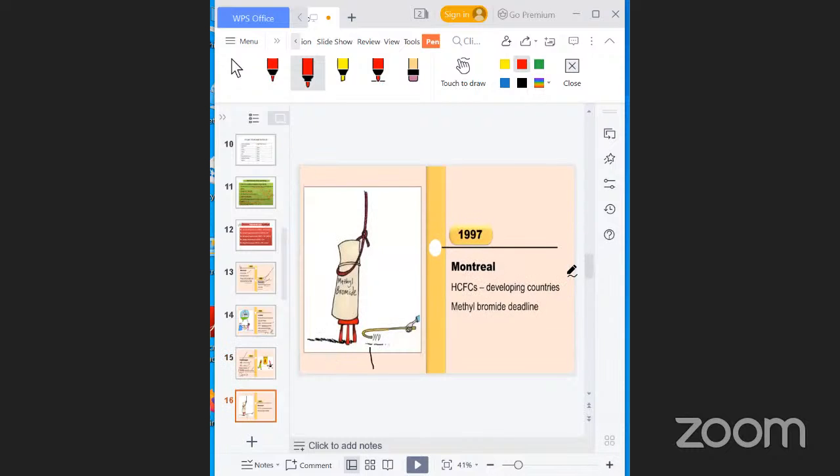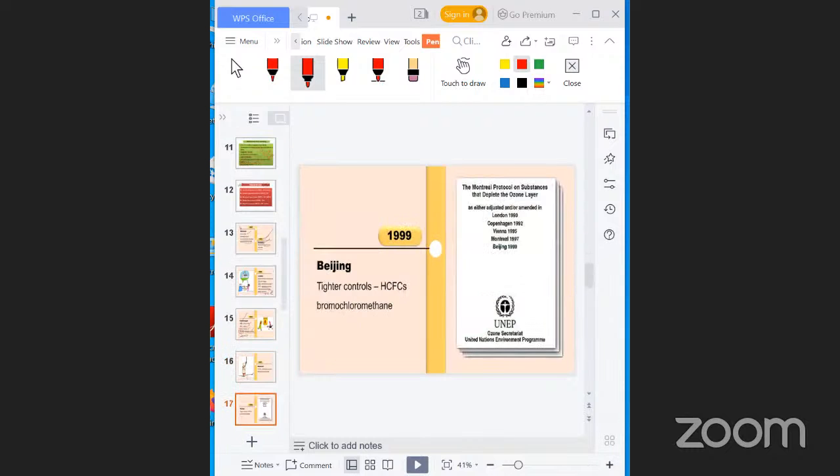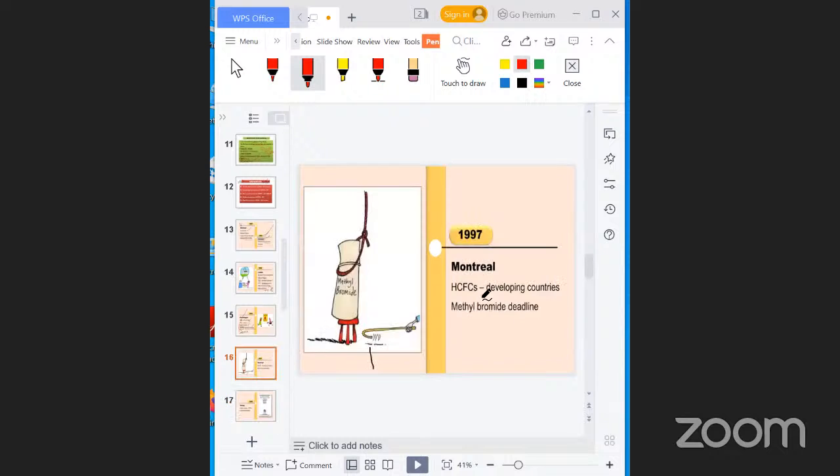Next, we are going to Montreal, right? Copenhagen and Montreal. So the Montreal Amendment, in the year 1997. So this is the ninth meeting.